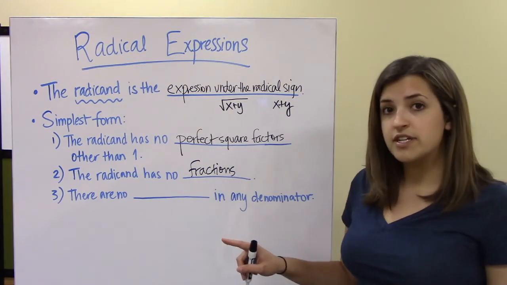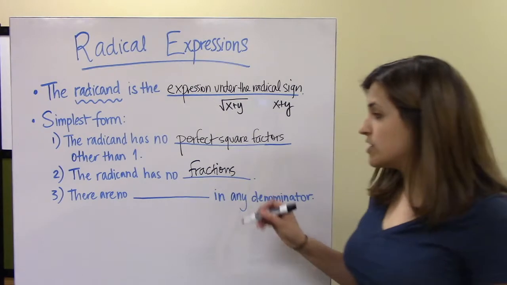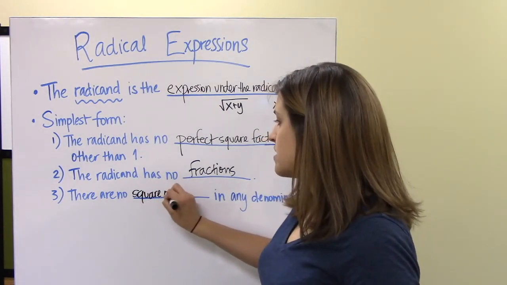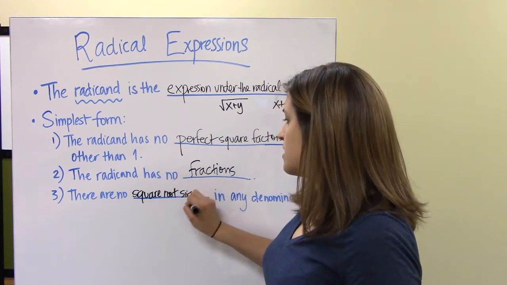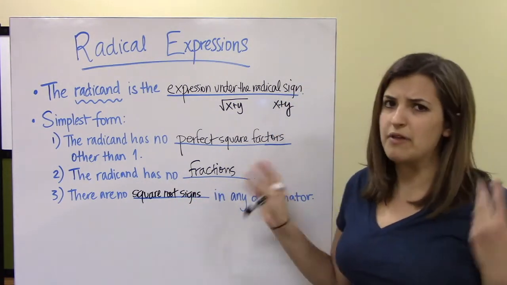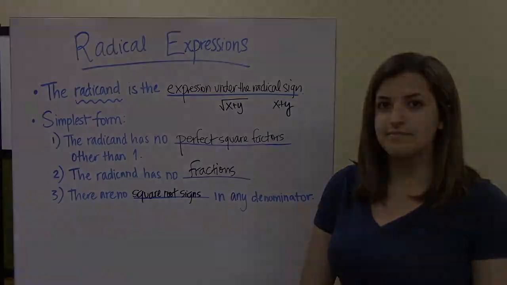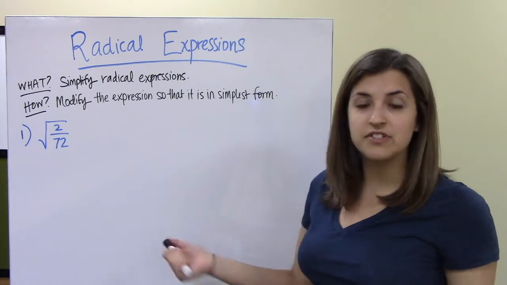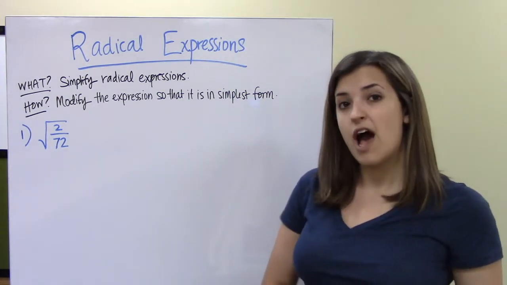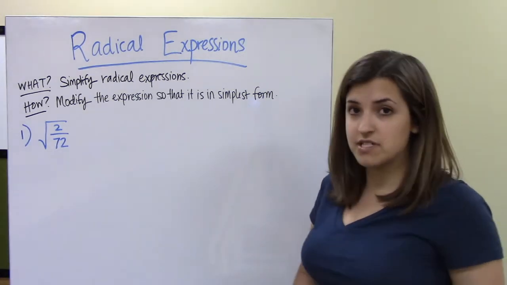And the third criterion is that there are no square roots in any denominator. So we don't want any square root signs in any denominator. So it's a little bit tricky to think about this without context, so let's do some problems together. All right, so here's our only objective for the day. We want to simplify radical expressions. How are we going to do this? Well, we're going to modify our expression so that it's in simplest form.